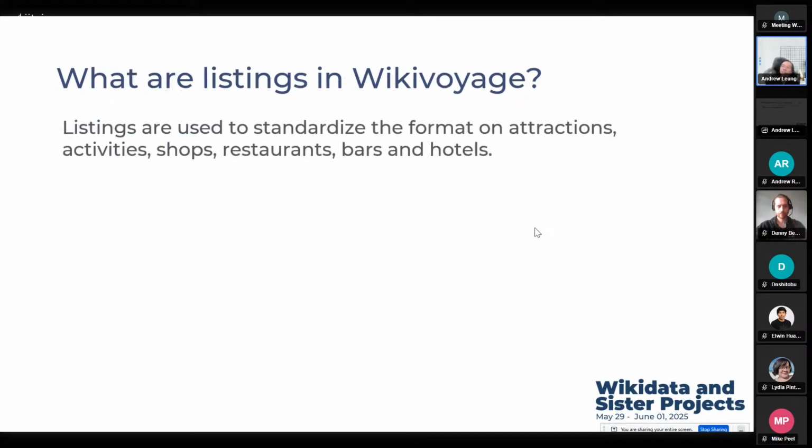And what listings are is they're basically used to standardize the information presented to travelers on attractions, like places you want to visit, activities like skydiving, shops where you might purchase items for your family members at home, or really good restaurants that we recommend, bars, and also accommodations, so places that you want to sleep.